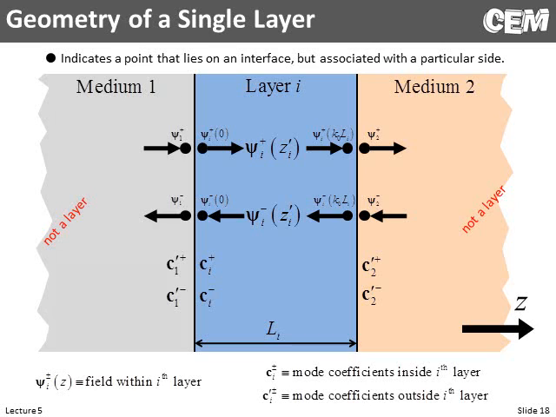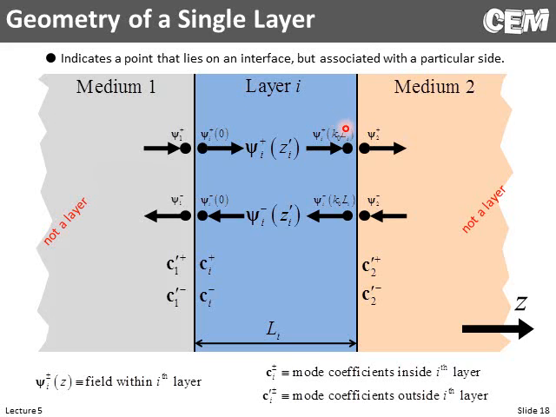So we want to look at the fields everywhere. Well, clearly there are mode coefficients for the material on the left, there are mode coefficients for the material on the right, and we also have mode coefficients for the material within the layer. The layer has thickness L sub I. We can in general write the fields at any point within the layer as psi sub I. The fields immediately inside layer I, right up against the boundary, are psi sub I at 0. And the fields all the way on the other side are psi sub I at k naught times L.